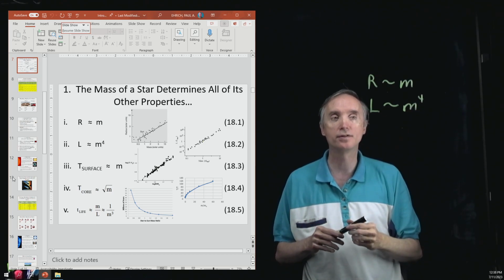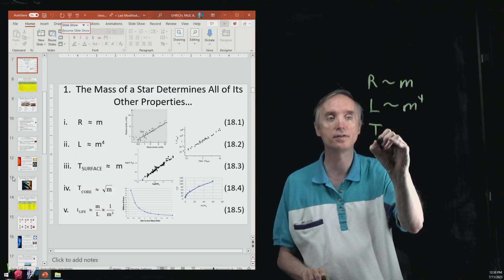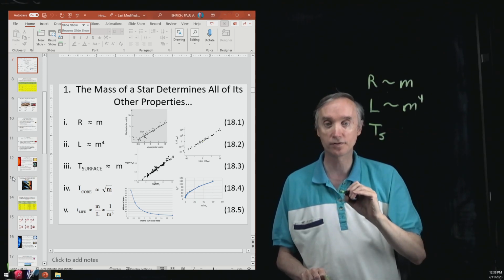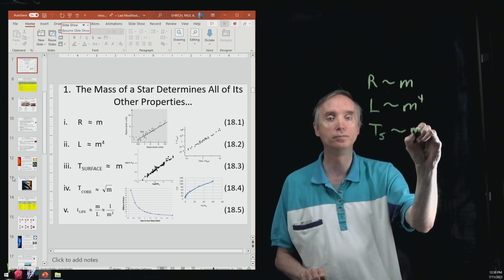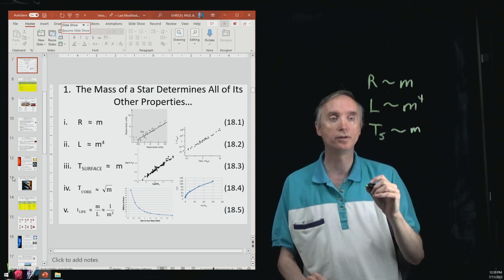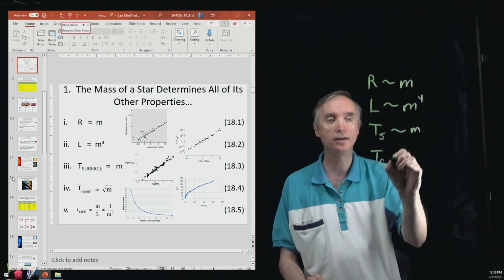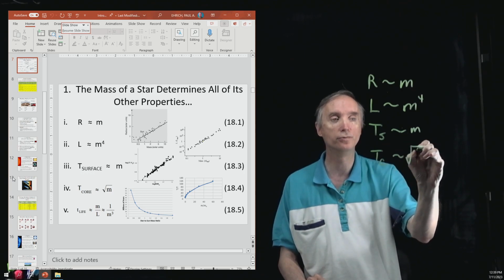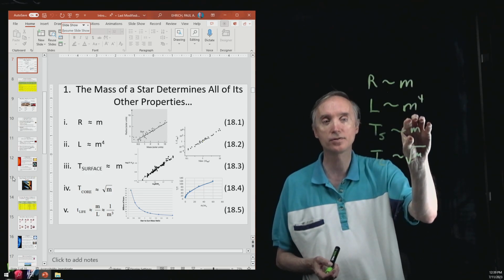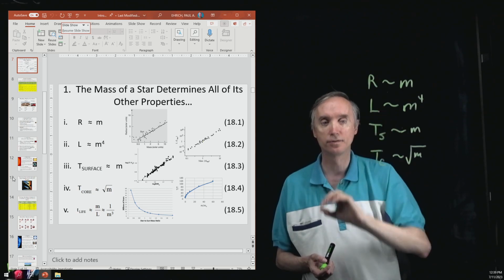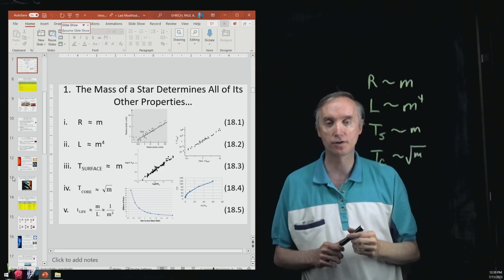The next one is the temperature of the star, but notice that this is the temperature at the surface, and it is proportional to M. Then the next one is the temperature in the core, and it is proportional to the square root of M. So notice that the larger the mass of the star, the hotter the star is going to be, both at the surface and at the core.